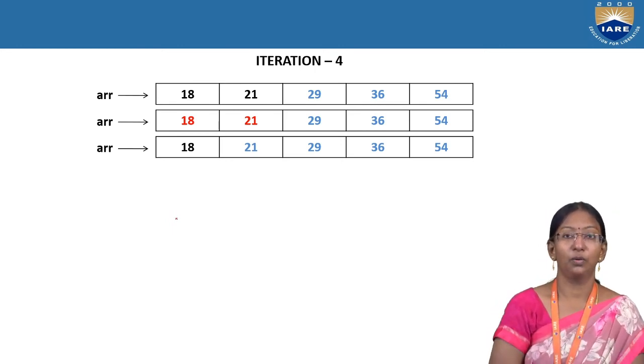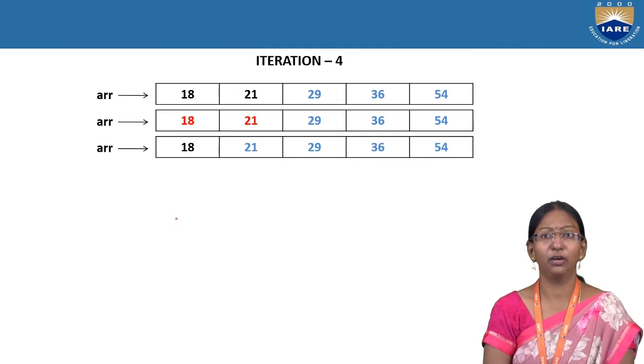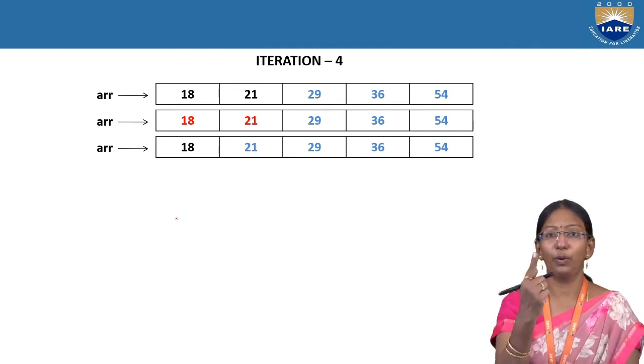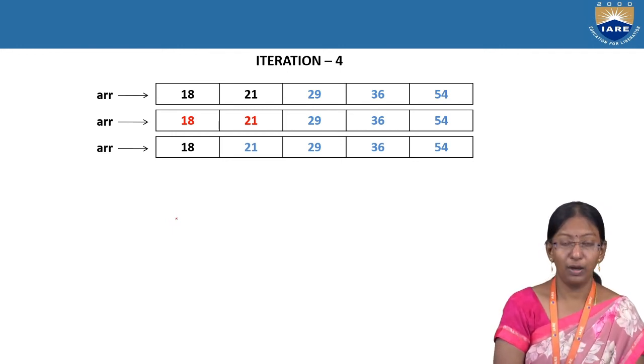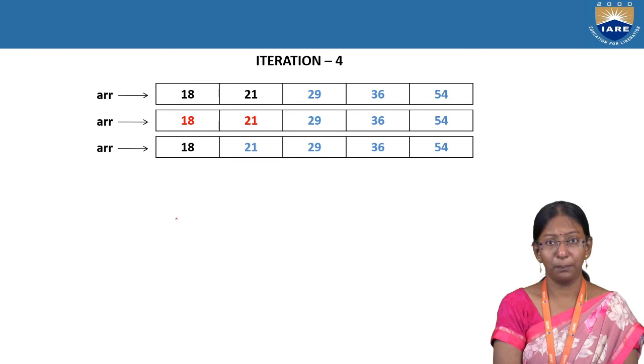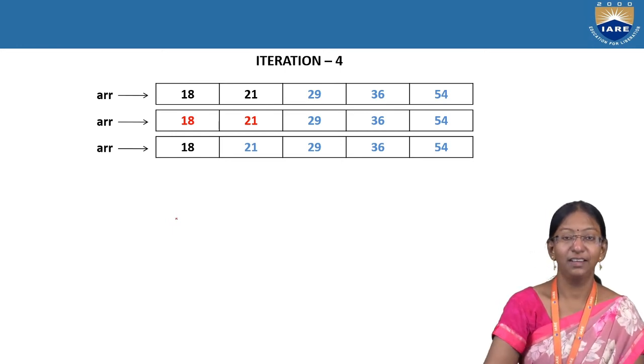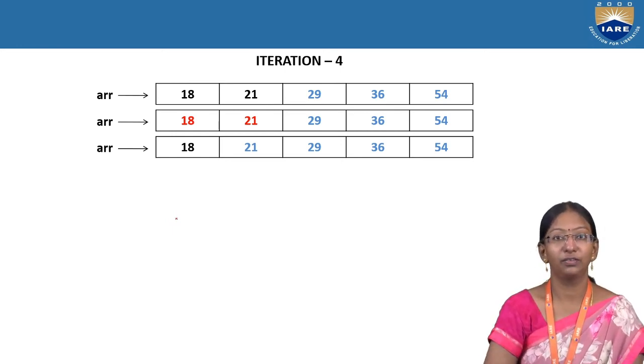Right? So now think of the logic. Only one element is there in your list or sublist which needs to be sorted. Do you have any other element in your hands to compare? No, right? So this is the end of iterations.